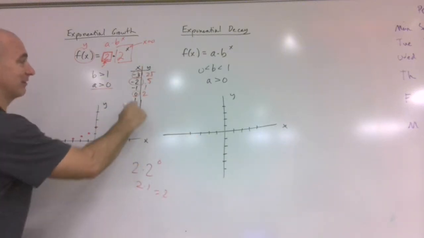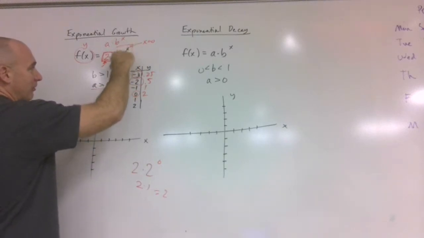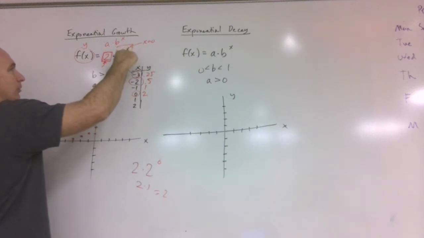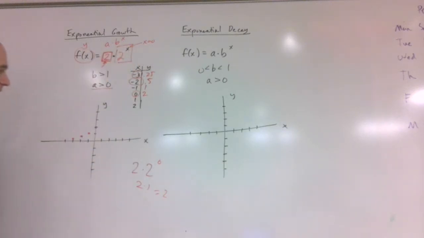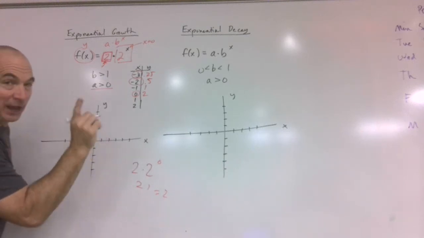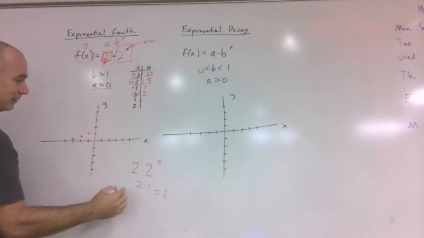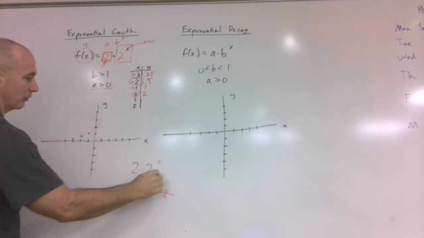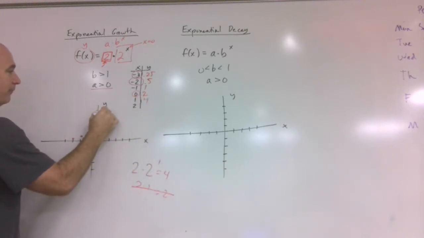But once again, when x is 0, it's going to cause this to be 1. So therefore, when x is 0, your y will equal that, your a, okay? Which is your y-intercept, by the way. Okay, so if I put 1 in for x, look at what happens. 2 times 2 is 4. So now this is 4. So I go 1, and then I go up 4.